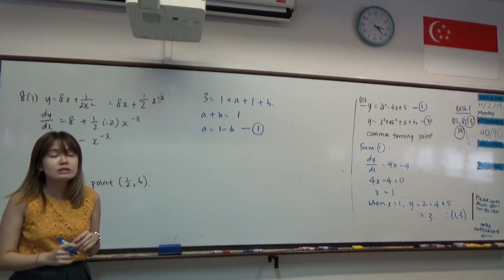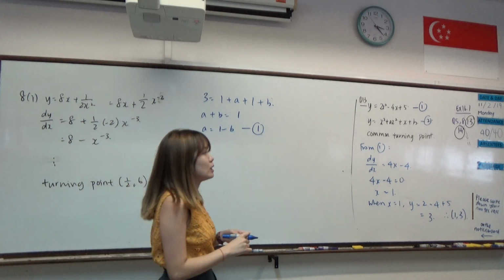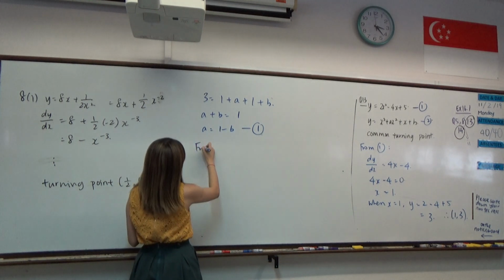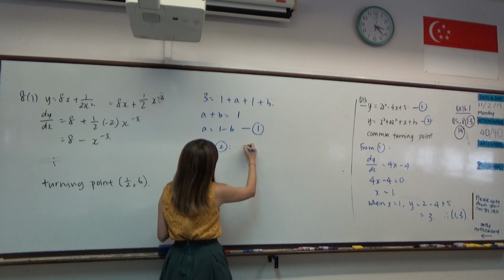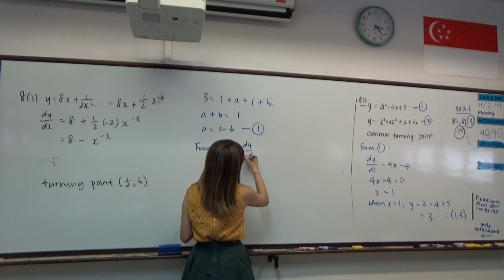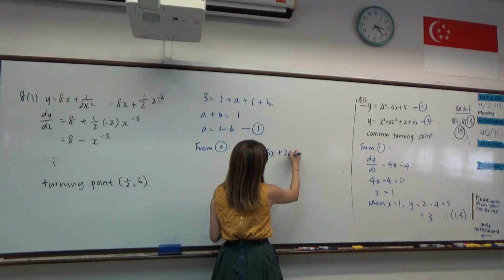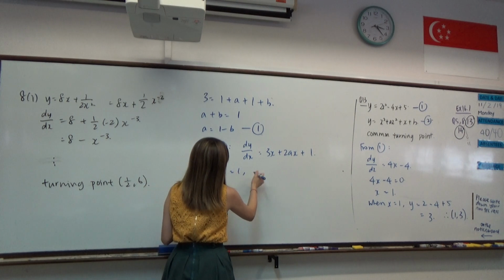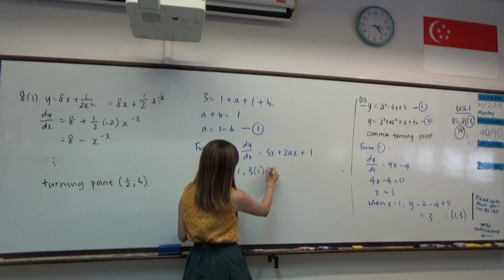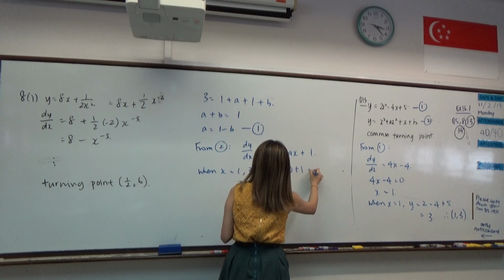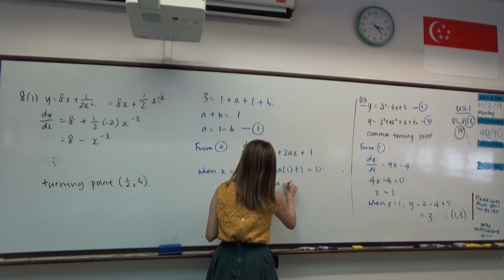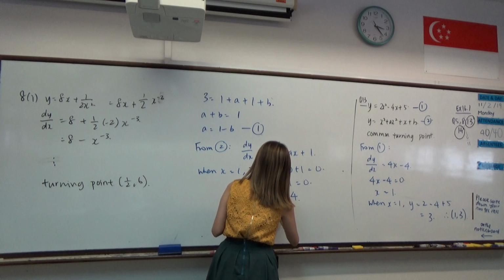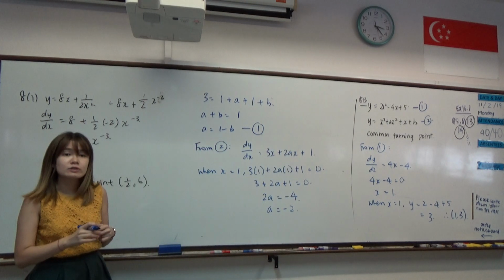Turning point as well of the other curve. That would mean that I will have to differentiate the second curve, right? So dy over dx is 3x² plus 2ax plus 1. And then when x equals to 1, your dy over dx will be equal to 0. So you find that a is equal to negative 2.